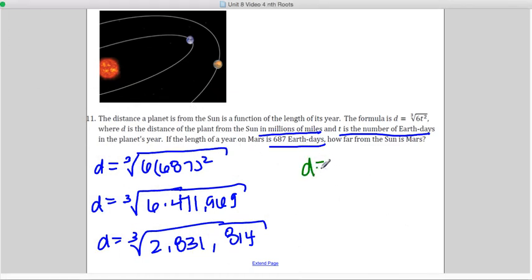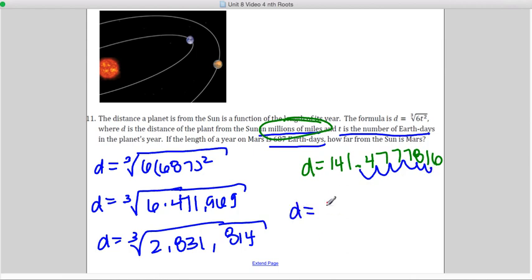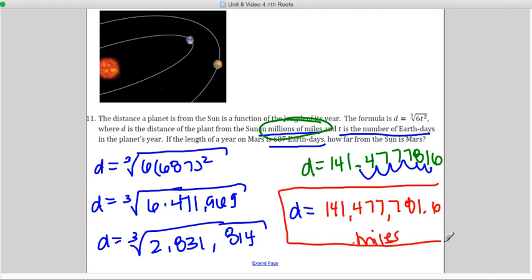So let's write that down. So d is equal to 141.4777816. The trick here is it says in millions of miles. So let's actually put this in millions. So a million is 6 zeros. So I'm going to move it over 6. 3, 4, 5, 6. So my distance is really equal to 141,477,781.6 miles. That's how far the sun is from Mars.